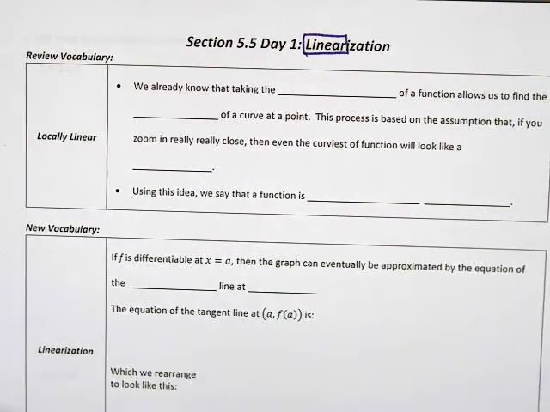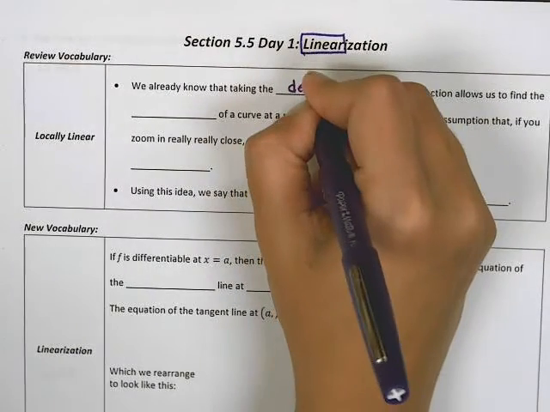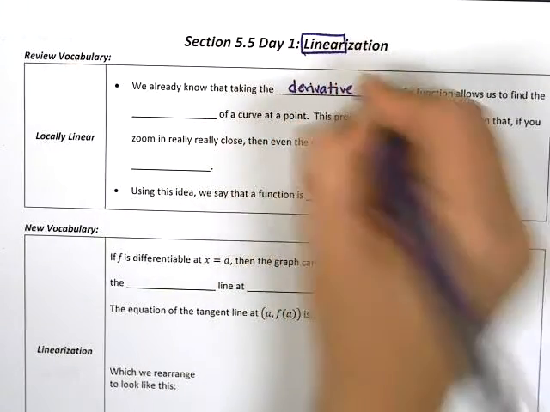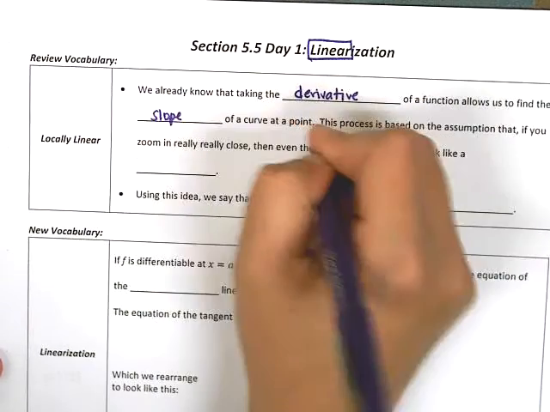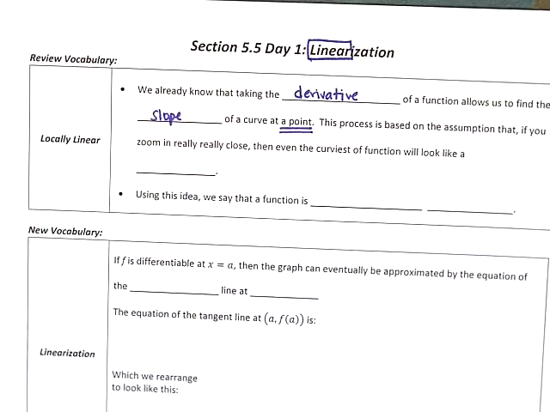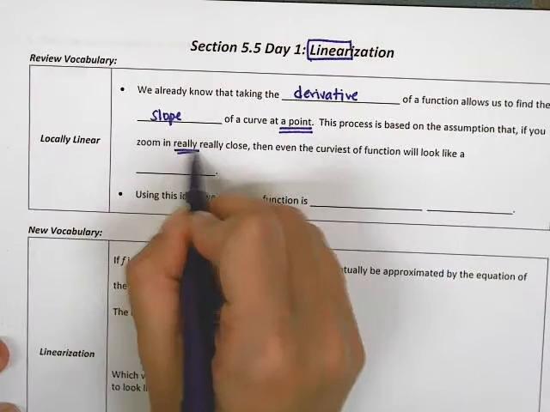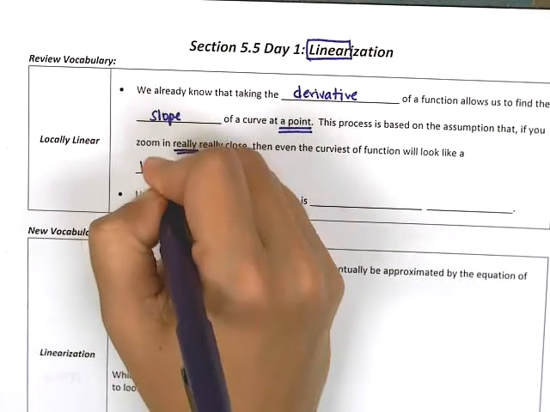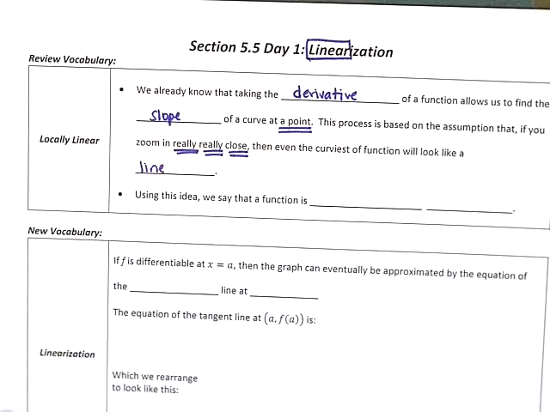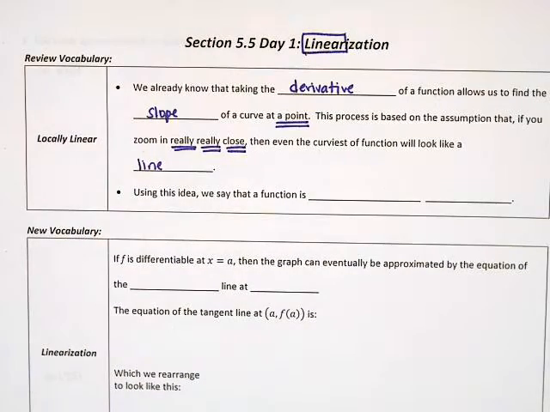We already know that taking the derivative of a function allows us to find the slope of the curve at a single point. Now, this process is based on the assumption that if you zoom in really close, even the curviest functions will look like a line. If you think way back in the semester, we took a function, zoomed in a lot of times, and said, hey, this one looks like a line, and then with this absolute value function, it doesn't look like a line. That must be why there's no derivative there.